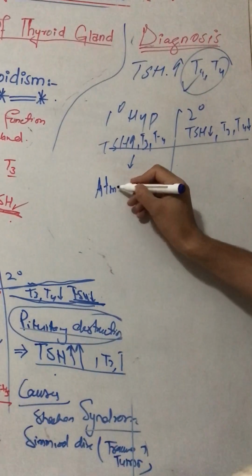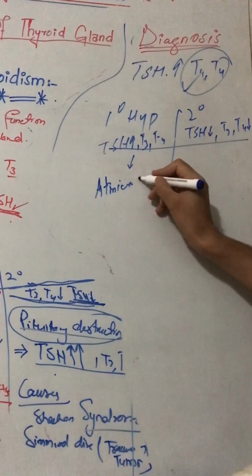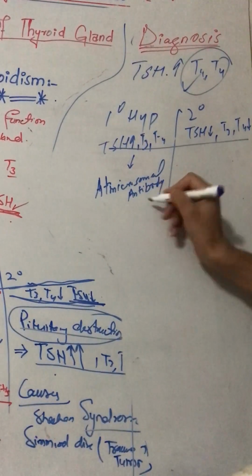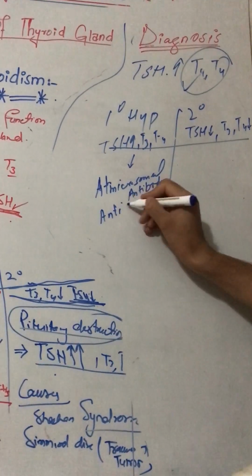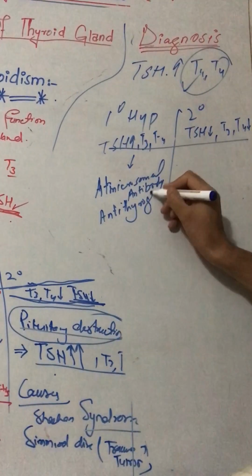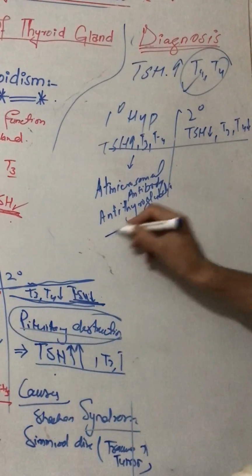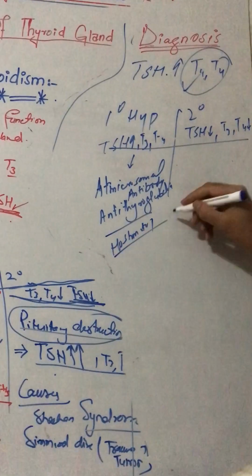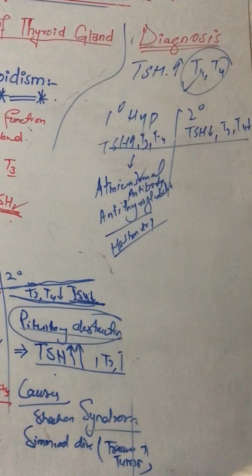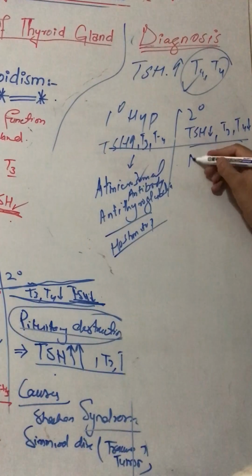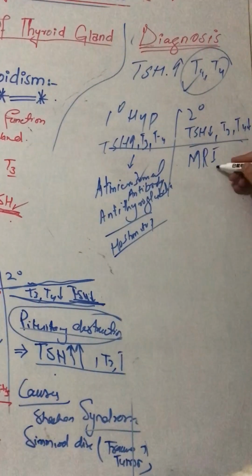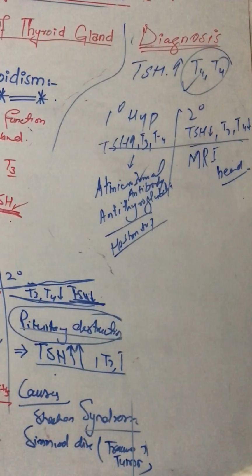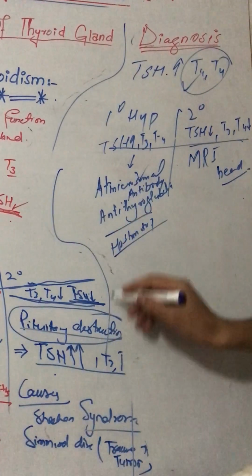anti-microsomal antibodies and anti-thyroglobulin antibodies. These indicate Hashimoto thyroiditis. In order to confirm Hashimoto thyroiditis, we will check these two. And if the condition is secondary, then we will do MRI of the head. Okay, so our diagnosis will be based on these.